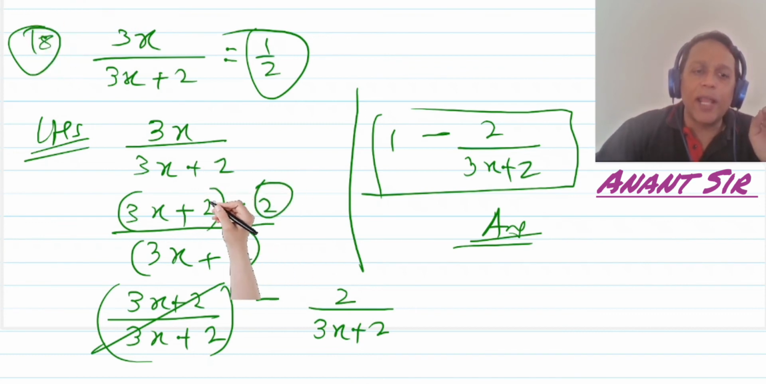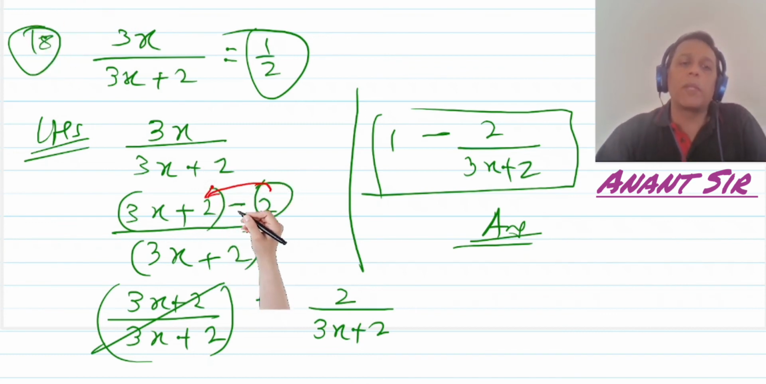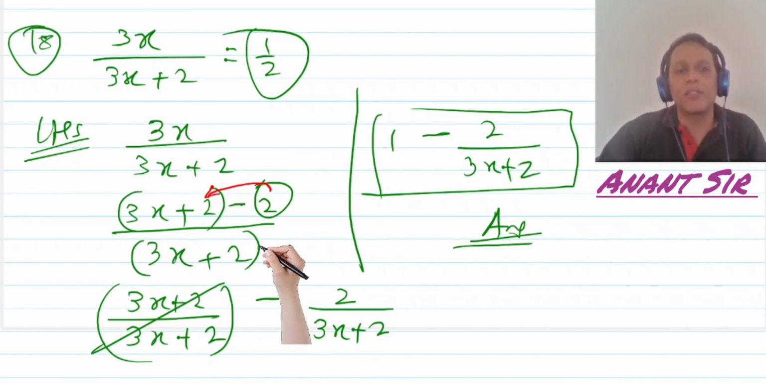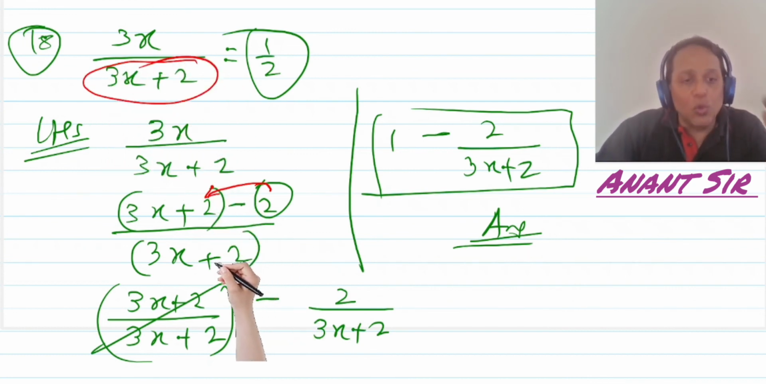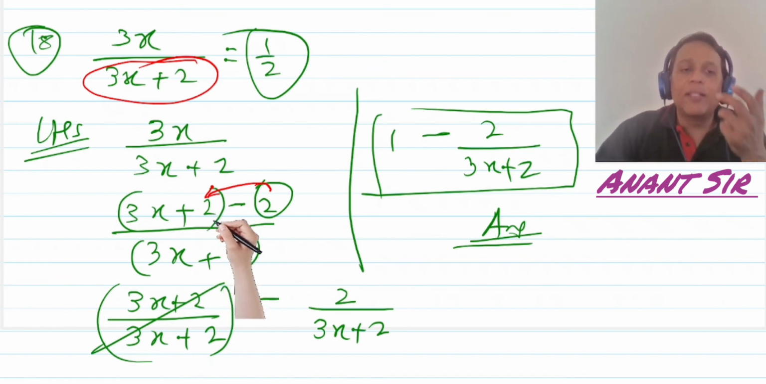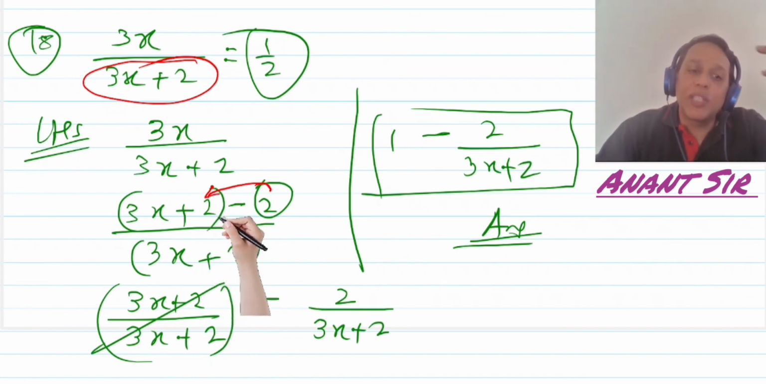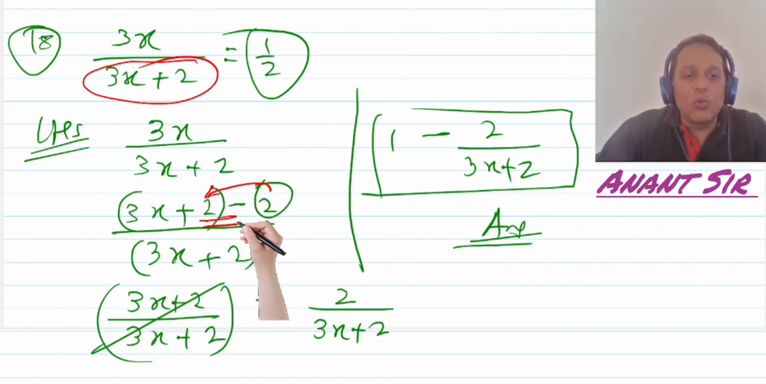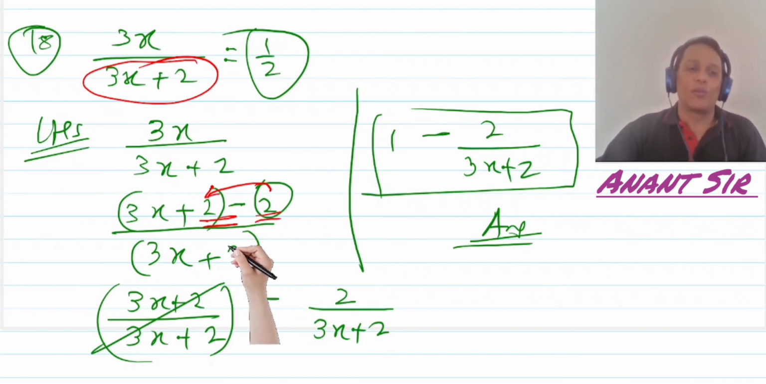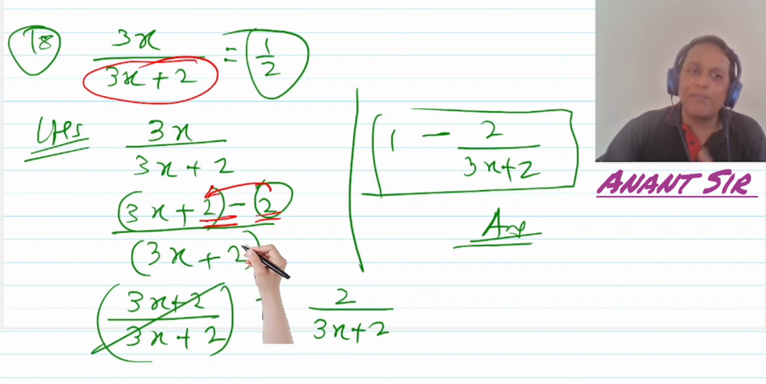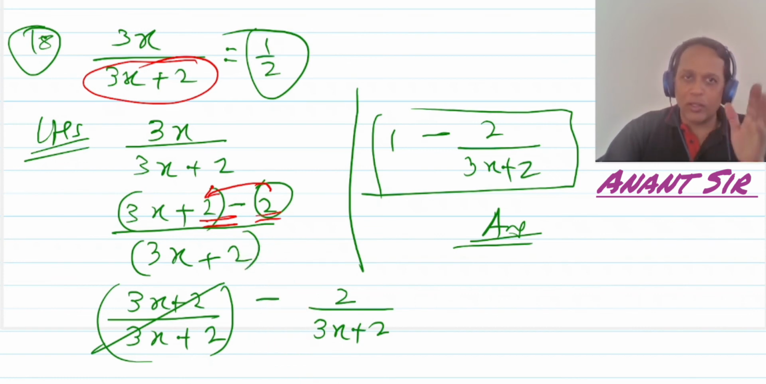Why did we take here plus 2 minus 2? Why not plus 3 minus 3? Why not plus 5 minus 5? Because here the denominator was 3x plus 2. So to make the denominator and numerator same, we added 2 and we cannot change the question. So then we subtracted 2 also, because the question then remains the same. I hope you got this question.